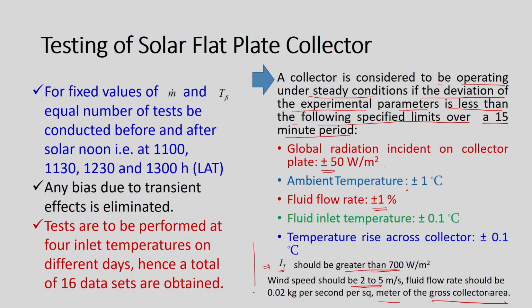So, this has to be controlled, and this arrangement or this measurement is valid for both indoor and outdoor testing. Okay. In indoor, of course, we need a solar simulator for testing, right. Now, for fixed values of mass flow rate and fluid inlet temperature, an equal number of tests are to be conducted before and after solar noon. Okay.